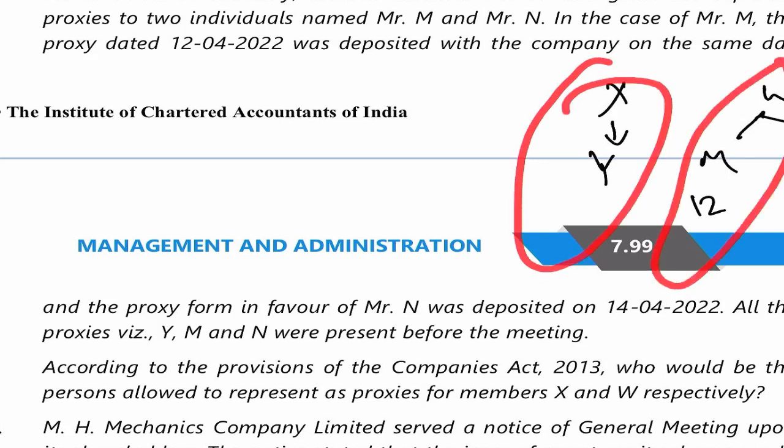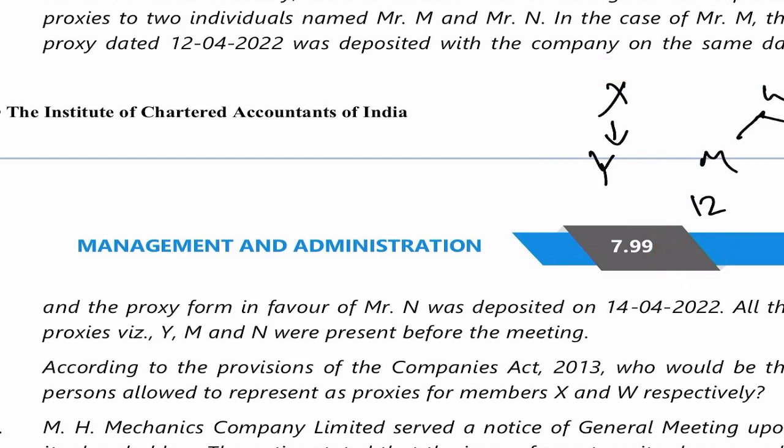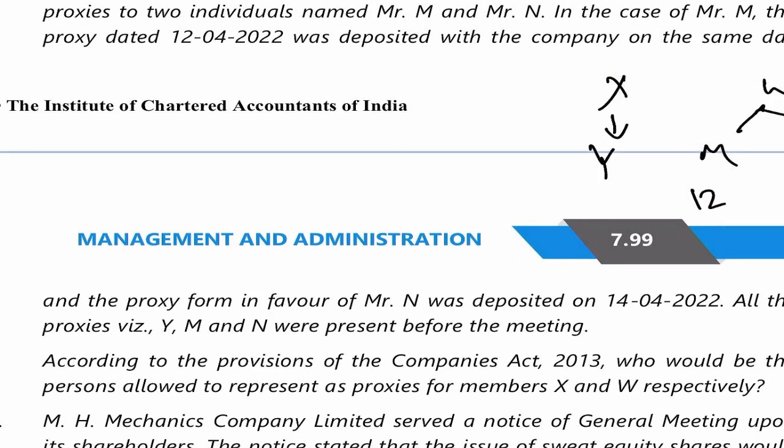तो बताओ, एक्स के लिए कौन रहेगा? वाई। और डब्ल्यू के लिए एम, क्योंकि ये 14 है, 15 तारीख को तो मीटिंग है। अरे हाँ, है ना, समझा तुमको?